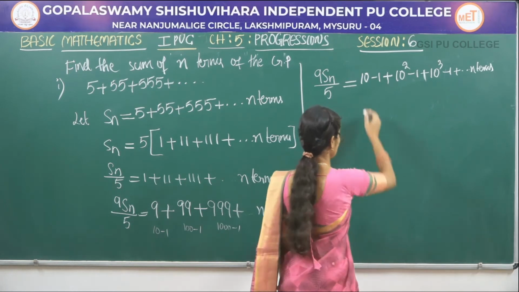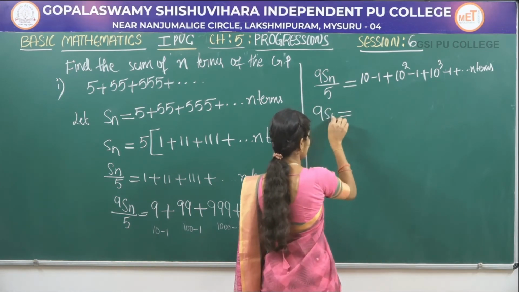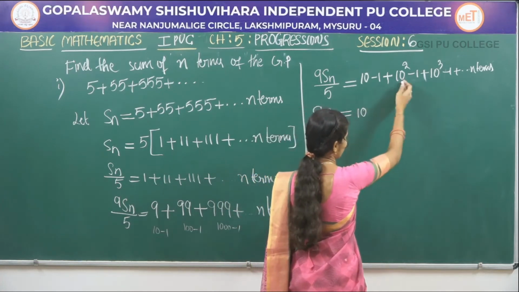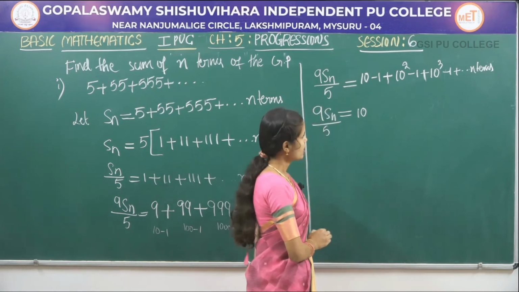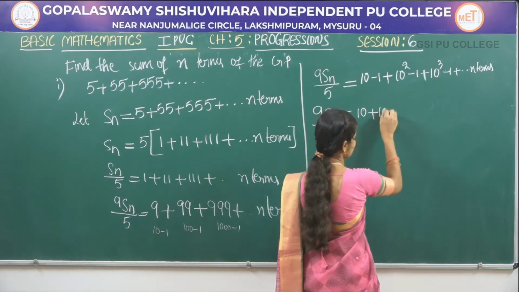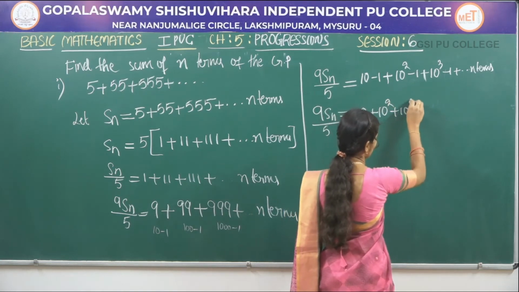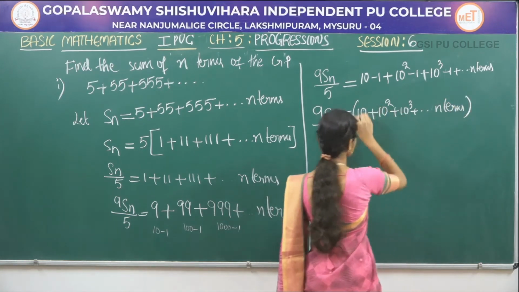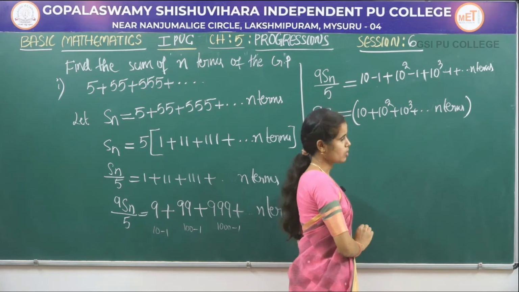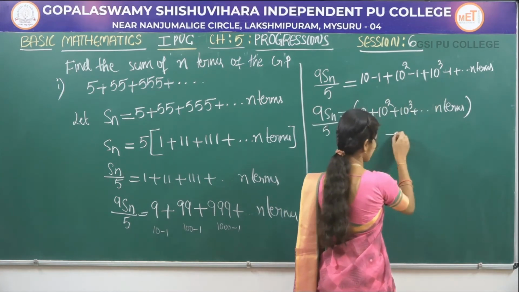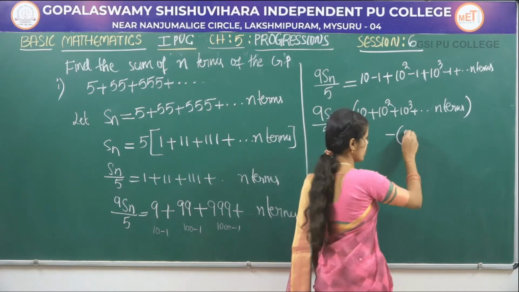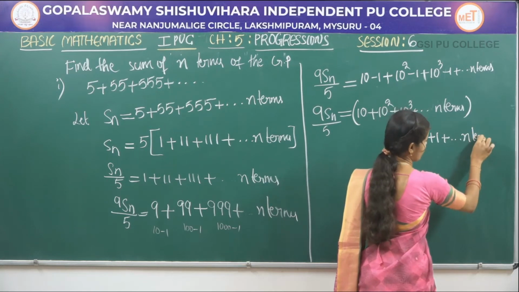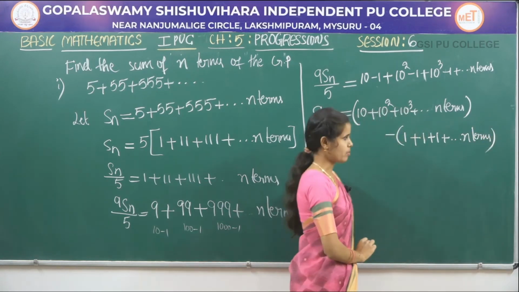Now separate here. 9 into Sn divided by 5 is equal to, separating the terms, 10 plus 10 square plus 10 cube up to n terms, minus 1 minus 1 minus 1. So in these terms take out minus as the common term. Therefore we get 1 plus 1 plus 1 up to how many terms are there here? n terms. Now simplify here.